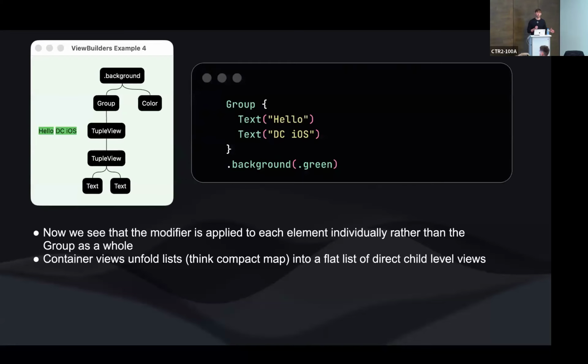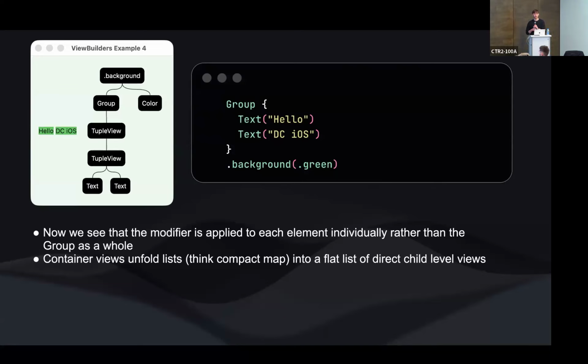Okay, this is our more advanced example from before. Here we have the group with the two text objects, but this time I'm calling background green on the whole group. And so you might notice from our view on the left side here that our background isn't applied to the entire group as a whole. It's actually almost as if it was applied individually to each of the text elements.